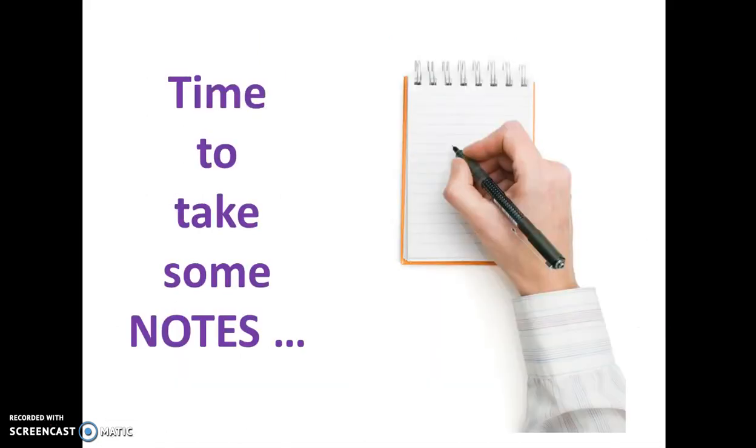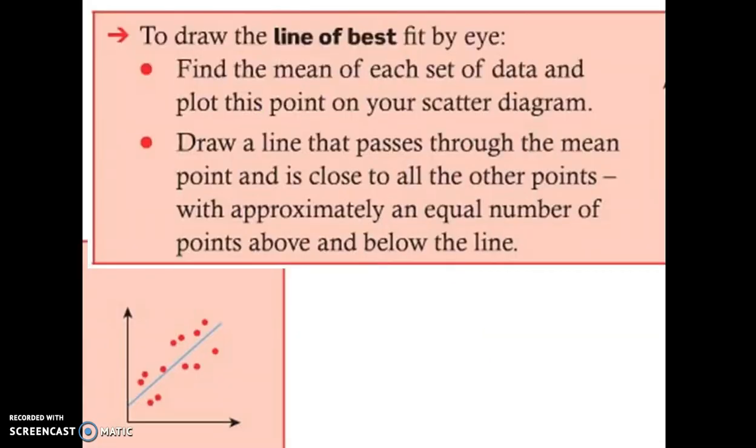So let's take some notes. Please use the paper that was provided to you in class. The title of the paper is Scatter Diagrams and Correlation. All right, to draw a line of best fit, let's fill in the top part of your notes. You have blanks on your page where it has this. To draw the line of best fit by eye, first we're going to do something which is called finding the mean of each set of data and making what's called a mean point and plotting this point on the scatter diagram. Then we're going to draw a line that passes through the mean point and is as close to all the other points. All right, so you'll see what this process means in a moment.